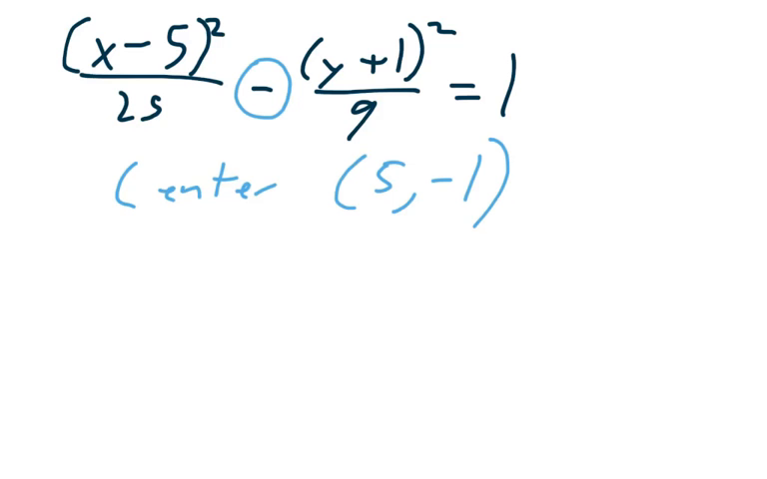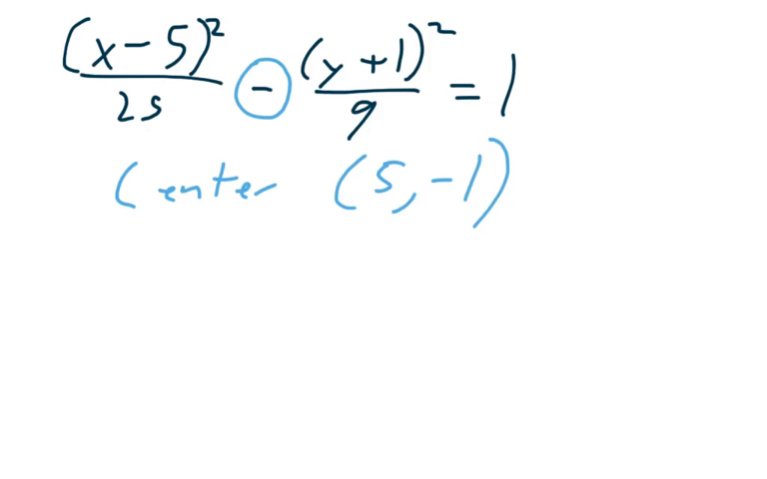So when I graph this, on my graph, that point is at 5, -1. Because this number is 25, I am going to go left and right 5. And because this number is 9, I'm going to go up and down 3. So 1, 2, 3. 5 that way, 1, 2, 3, 4, 5 this way. Up 3 and down 3.